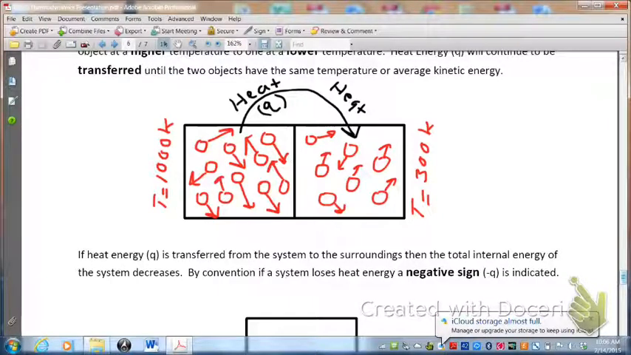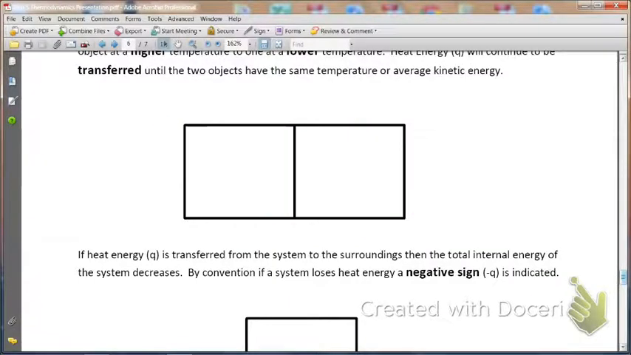But also do remember that the transfer of energy is going to continue to occur until both objects are at the same temperature or have the same average kinetic energy. All right, I think we've nailed that, so let's move on.